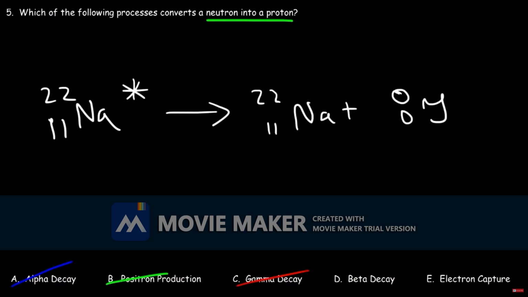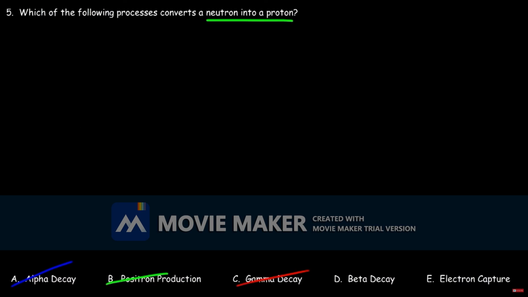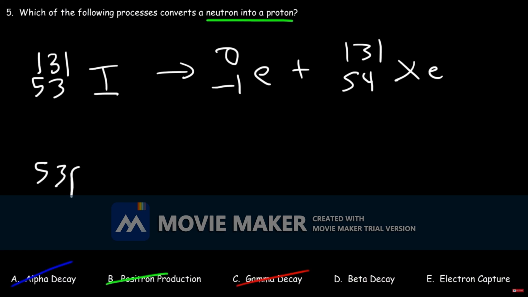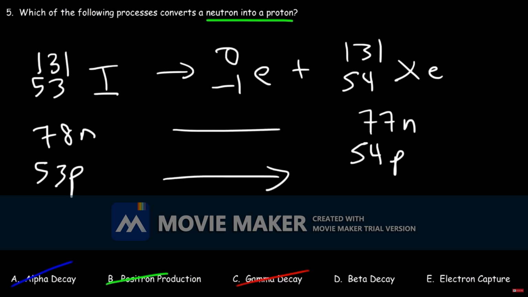Now let's talk about beta decay. I'm going to use iodine-131. When it undergoes a beta decay, as mentioned before, it is going to give us xenon. So iodine has 53 protons, xenon has 54 protons, and then 131 minus 53, that's 78 neutrons, and 131 minus 54, it's 77 neutrons. So the number of protons increased by 1, and the number of neutrons decreased by 1.